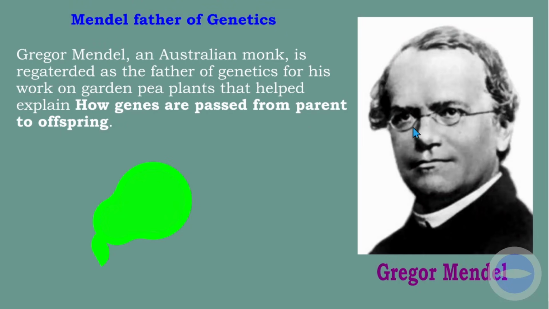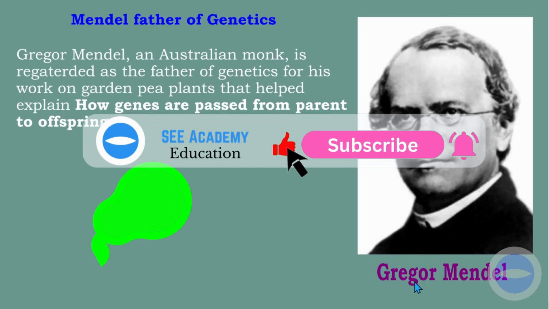So this guy that you see on your screen, his name is Gregor Mendel. Gregor Mendel is an Austrian monk, and he's regarded as the father of genetics for his work on a garden of pea plants that helped explain how genes are passed from parents to offspring. This is the guy who explained how genes are passed from the parent to the offspring using a pea plant. This is the information that you must know, and you must know his name and surname, which is Gregor Mendel.